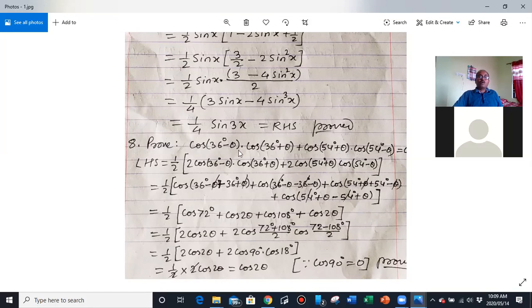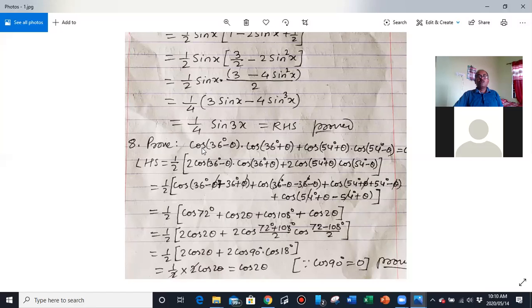Now, cos 36 degree minus theta into cos 36 degree plus theta plus cos 54 degree plus theta into cos 54 degree minus theta equal to, it is cos 2 theta, it was cut due to photo editing. Right side is cos 2 theta.